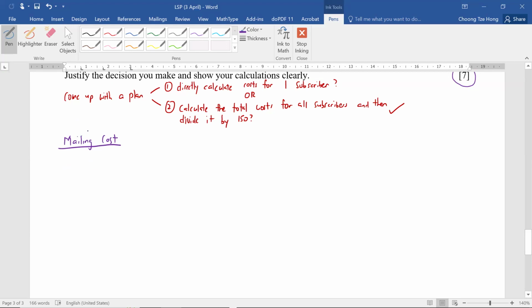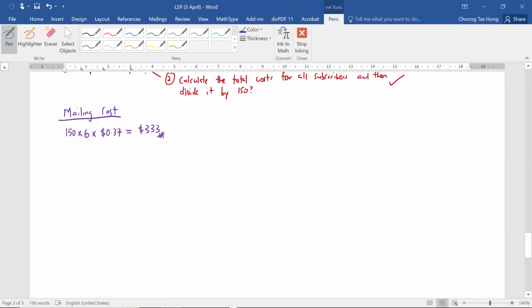So let's calculate mailing cost. 150 subscribers, each subscriber you are going to mail to them 6 times, and each newsletter will cost 0.37 to mail, as calculated in part A. So in total, if you calculate this number, you will get 333. This will be the mailing cost already.